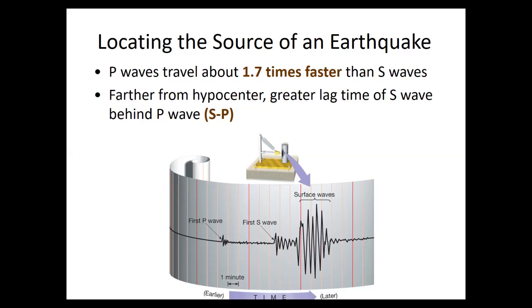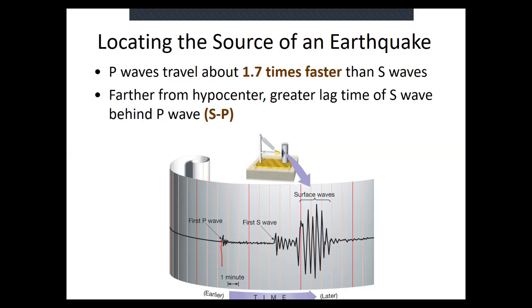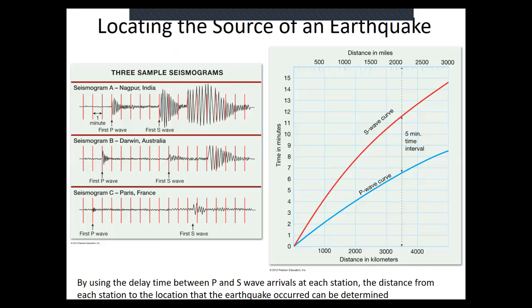And so if you're standing at any point along the track, and if you're recording the arrival time of the runners, the delay between the fast runner's arrival and the slow runner's arrival is going to be larger the further you are from the starting line. And that's what happens with P and S waves. So this delay time between the P and the S arrival is a function of distance from the earthquake. So the further you are from the earthquake, the larger that is.